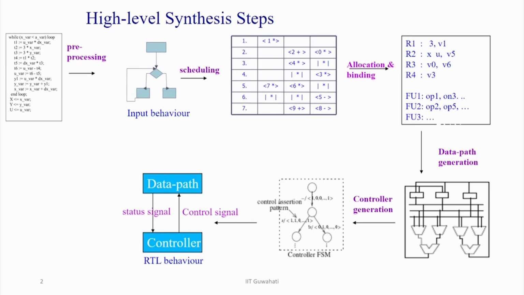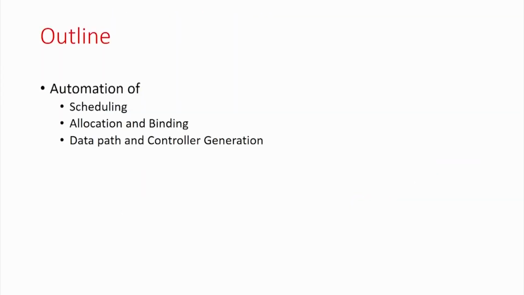Welcome everyone. So, we are discussing high level synthesis, and in the last class we discussed the steps of high level synthesis using an example. We just understood what the sub steps of high level synthesis are, and today's outline is how we can automate those sub steps, like basically scheduling, allocation binding and data path and controller generation.